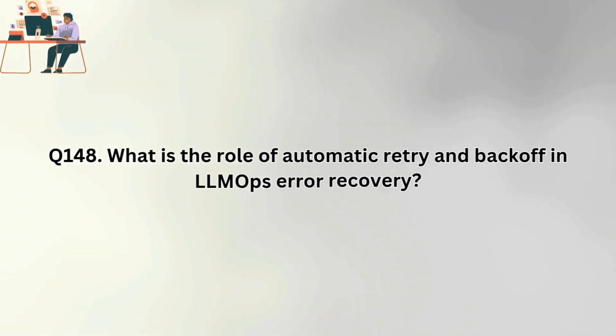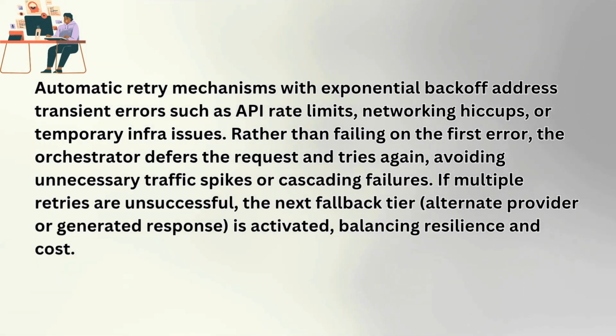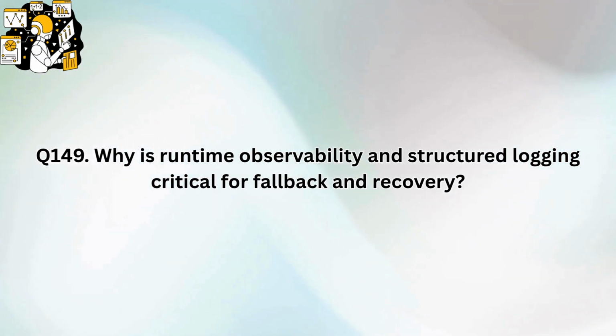What is the role of automatic retry and backoff in LLM Ops error recovery? Automatic retry mechanisms with exponential backoff address transient errors such as API rate limits, networking hiccups, or temporary infra issues. Rather than failing on the first error, the orchestrator defers the request and tries again, avoiding unnecessary traffic spikes or cascading failures. If multiple retries are unsuccessful, the next fallback tier, an alternate provider or generated response, is activated, balancing resilience and cost.